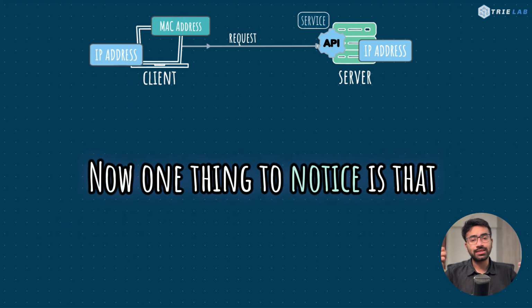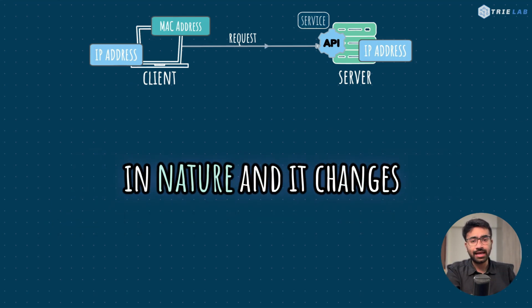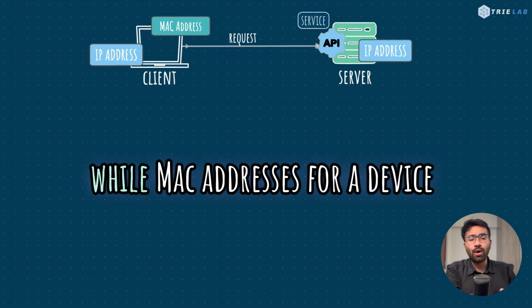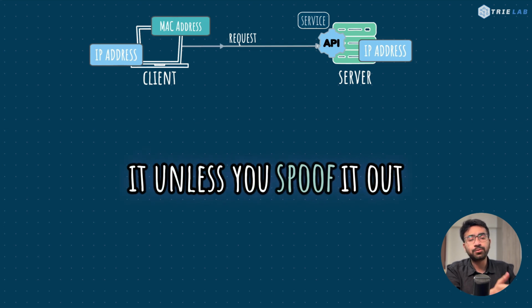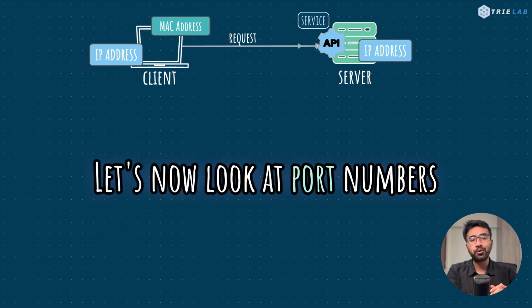Now, one thing to note is that IP addresses are dynamic in nature and can change for a server, while the MAC address of a device is imprinted in the device itself. So you cannot change it unless you spoof it. Cool. Let's now look at port numbers.